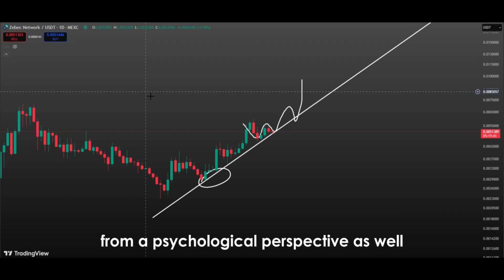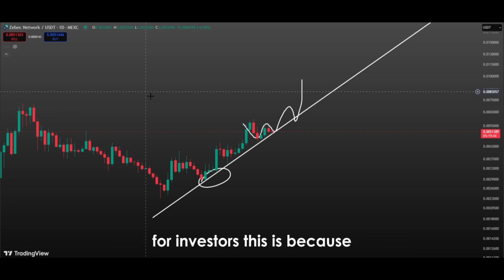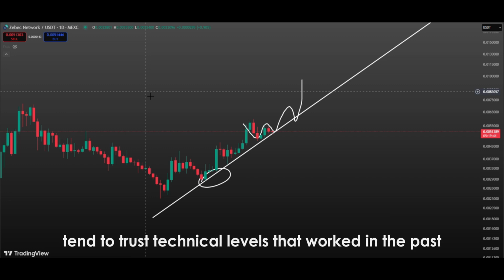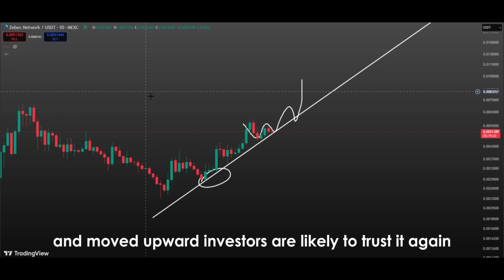From a psychological perspective as well, such trend lines serve as directional guides for investors. This is because investors tend to trust technical levels that worked in the past. If the price previously bounced off this trend line and moved upward, investors are likely to trust it again.